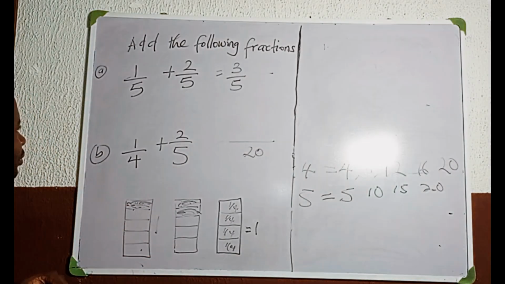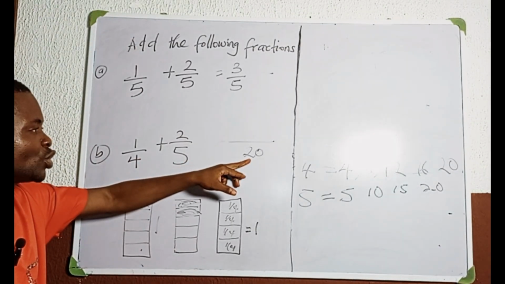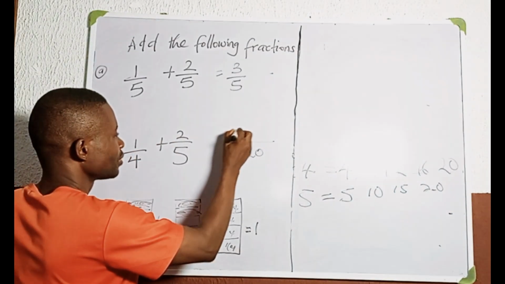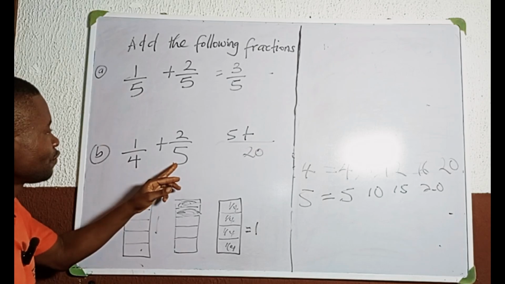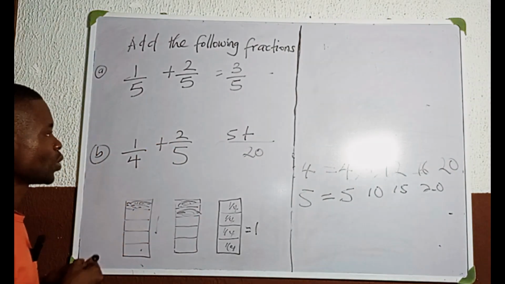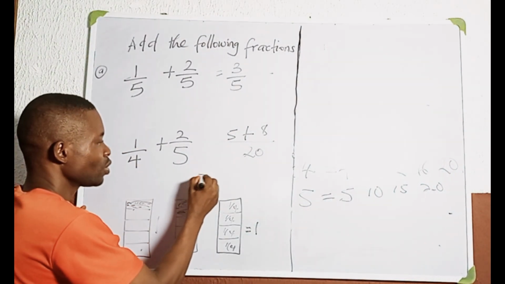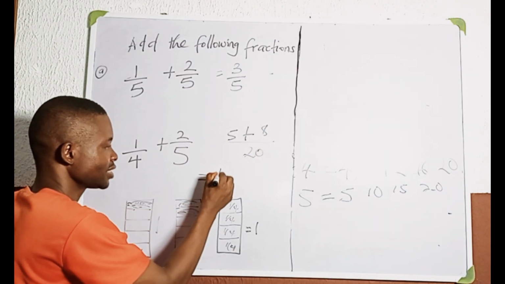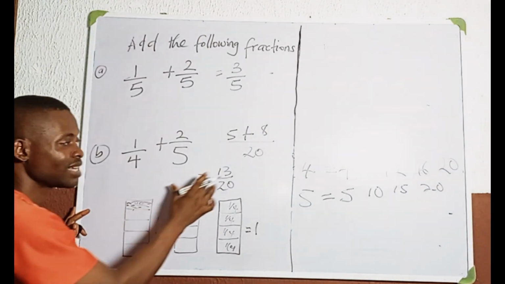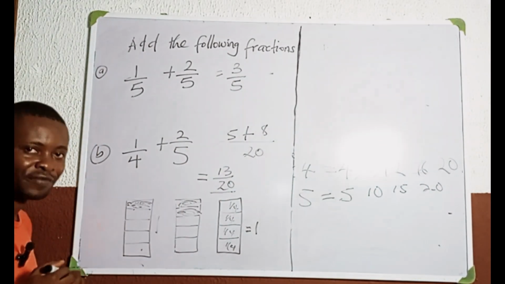Alright. So 4 divides 20, you get 5. 5 times 1 gives us 5, plus 5 divides 20, we get 4. 4 times 2, we have 8. So this will be equal to 5 plus 8, 13 over 20. Nothing can simplify further, so this becomes the answer of 1 over 4 plus 2 over 5.